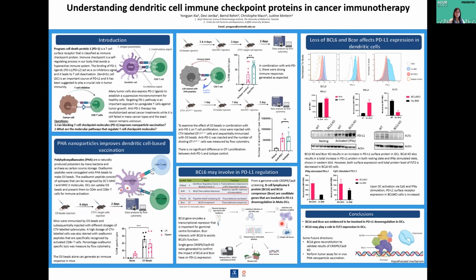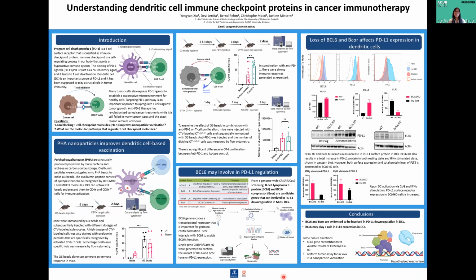So maybe these two genes are part of a transcriptional regulator that can interact with PD-L1 transcription. To confirm this, we performed single gene CRISPR-Cas9 knockout in murine dendritic cells using DC1940 cell lines. Deletion of those genes should increase PD-L1 expression. Again, I won't go through the detail of the methods here, but we've successfully generated cells with BCL6 deletion and BCOR deletions.